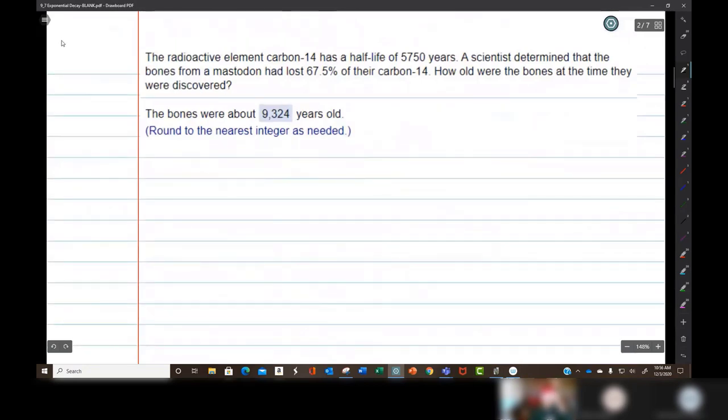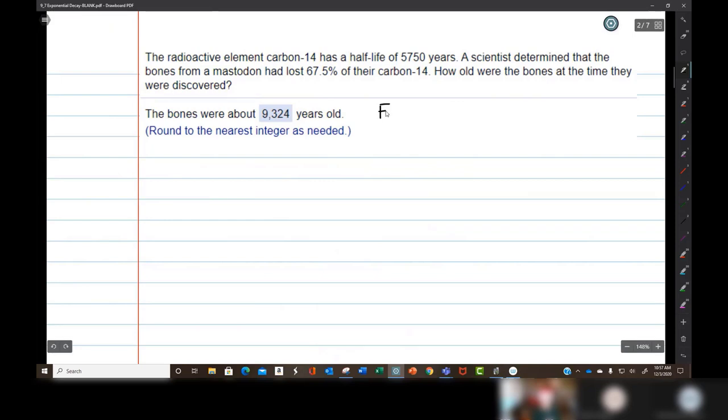Now, we're going to talk about a woolly mammoth or mastodon. The radioactive element carbon 14 has a half-life of 5750 years. Now, what this means is, okay, let's get the formula, the basic general formula for exponential decay.